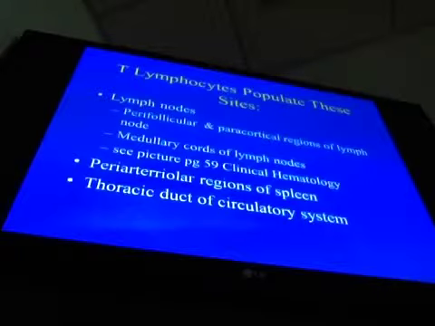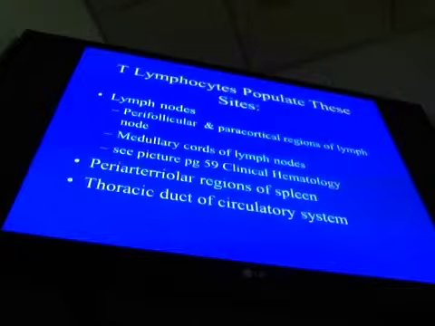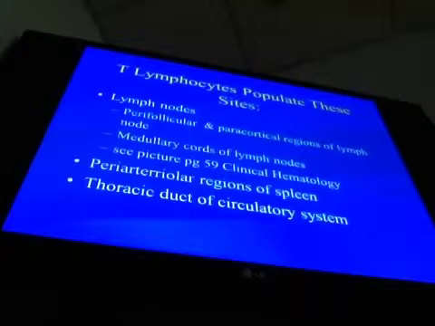The secondary organ sites after the blast stage for T lymphocytes include the lymph nodes, again the parafollicular and paracortical regions of lymph nodes, so they're at more external parts of the lymph nodes. The medullary cords of the lymph nodes. Picture 59 in clinical hematology, you can check. I'm not sure that page is right, I have to apologize. I'll recheck and send you a note on that too. They're also found in the para-arterial regions of the spleen and the thoracic duct of the circulatory system.